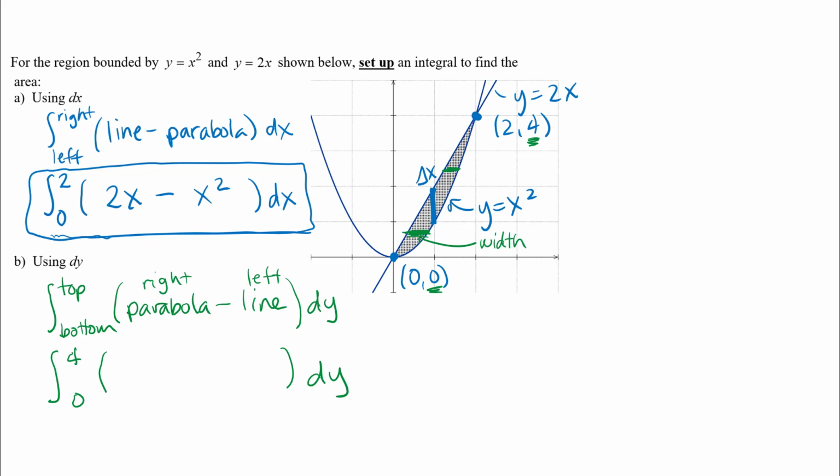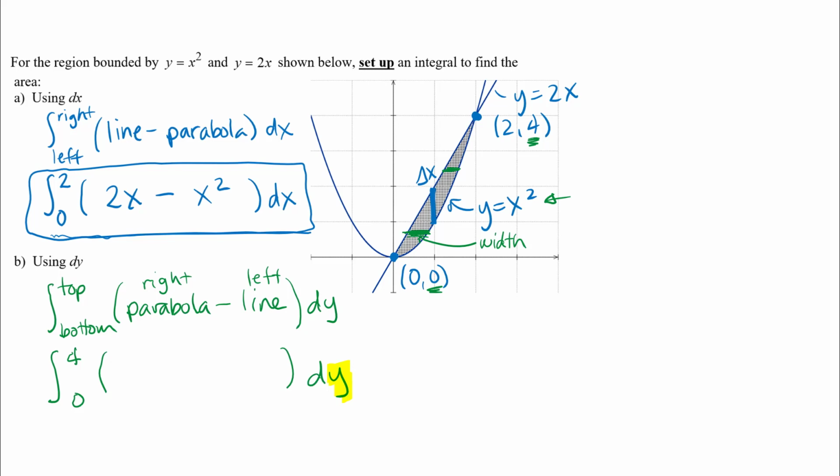So what I need next here is the equation of that parabola, but it needs to be in terms of y. Since I have a dy integral and my limits of integration are in terms of y, I need that equation of that parabola given in terms of y. So I'm going to need to go back up to my graph here and do a little bit of algebra to solve that equation for x.